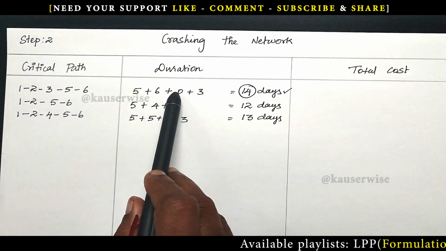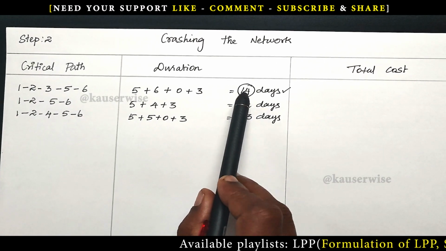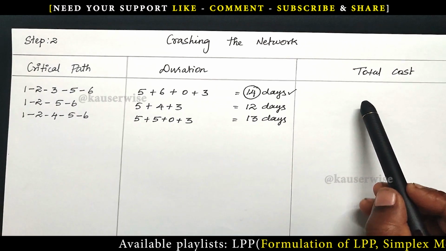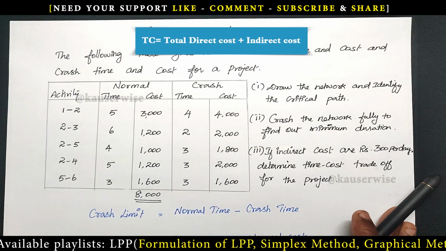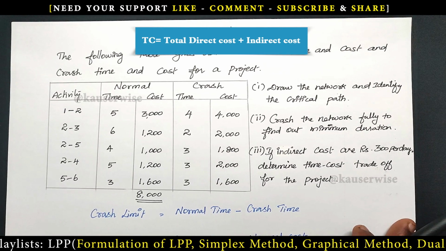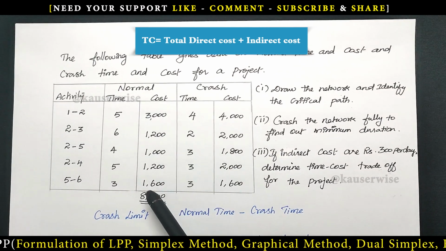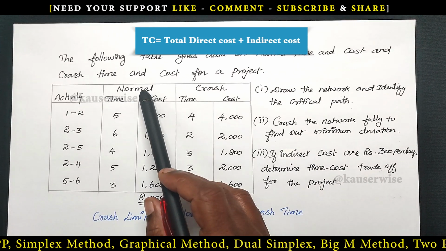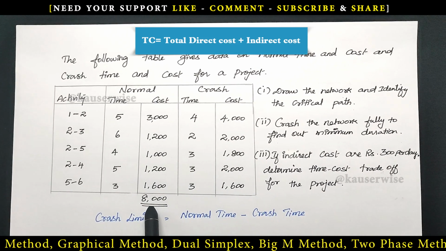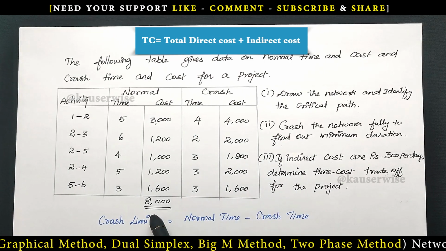The first one is the critical path. The total completion time is 14 days. For that, we need to calculate the total cost. Okay, see the problem. Total cost is equal to total direct cost plus indirect cost. Normal cost is nothing but direct cost. How much? Just find out the total.